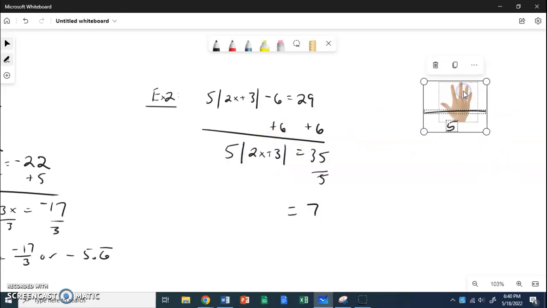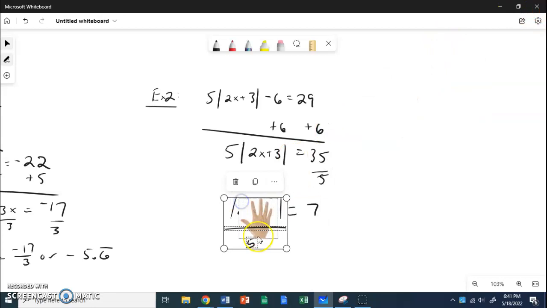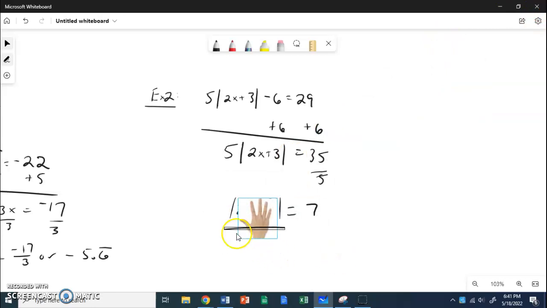So I'm going to remove my hand here, and I have the absolute value of 2x plus 3 equals 7. So I just do inverse operations on the outside, just undoing. Now it's just like what you were doing before. You just need to think about what number. So if I move my hand back in there, okay, I don't know why all those other numbers are showing up. Let me see if I can get rid of them. Delete, delete. Okay, so now we just need to think, the absolute value of what is 7?